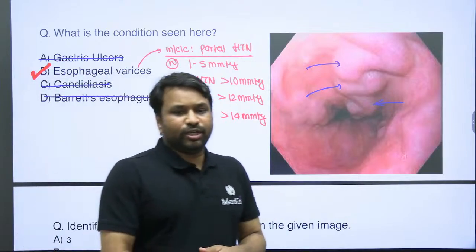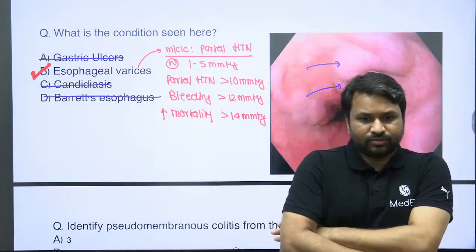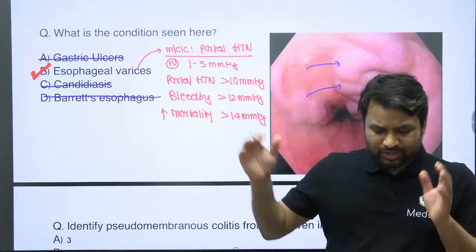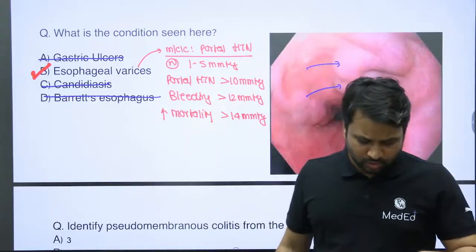Correct, Abhijit. Terlipressin, octreotide can be given. This is a whole algorithm, where you go and look across it.